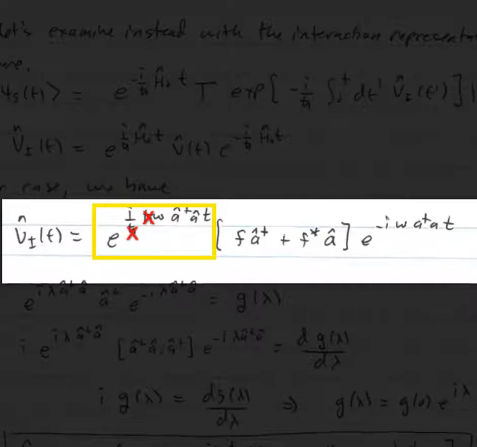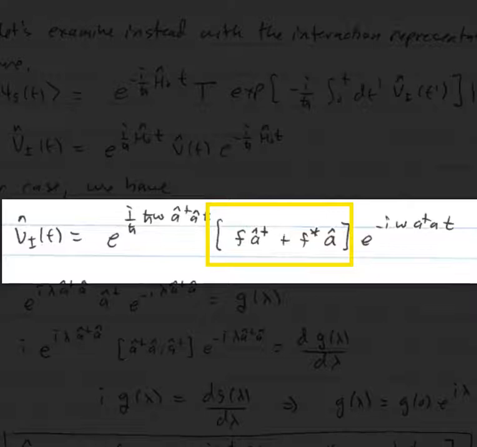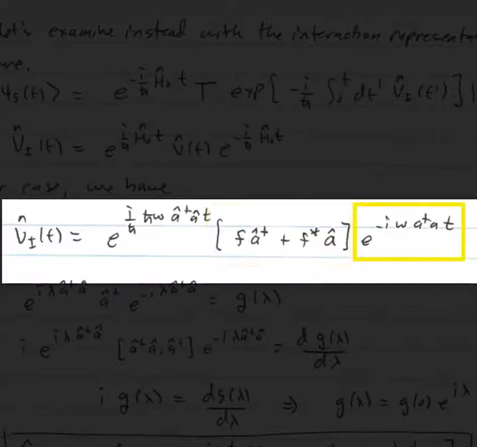Notice that the 1 over h bar and the h bar will cancel, so it ends up being e to the i omega a dagger a times t. That's going to act on the operator f, which is just a number, a function of time, times a dagger plus f star times a, and then I have e to the minus i omega a dagger a times t as the right-hand side of the sandwich.